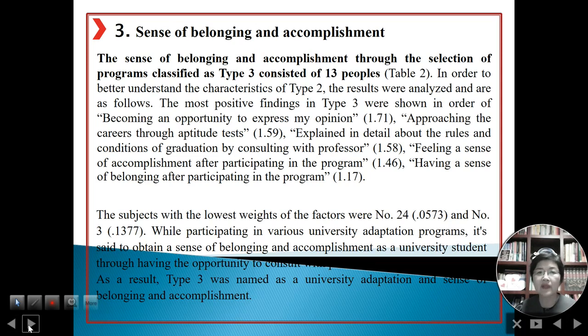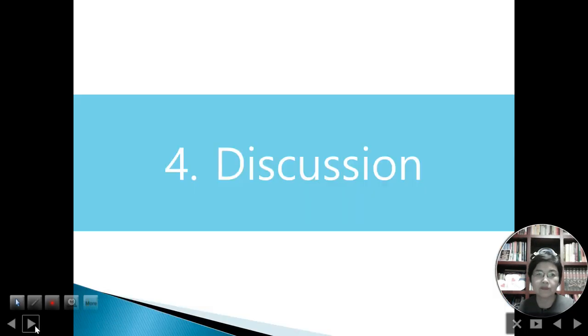Type 3, the sense of belonging and accomplishment through the selection of program, consisted of 13 people. In order to better understand the characteristics of type 3, the results were analyzed as follows. These are the positive findings and the negative findings. For discussion.